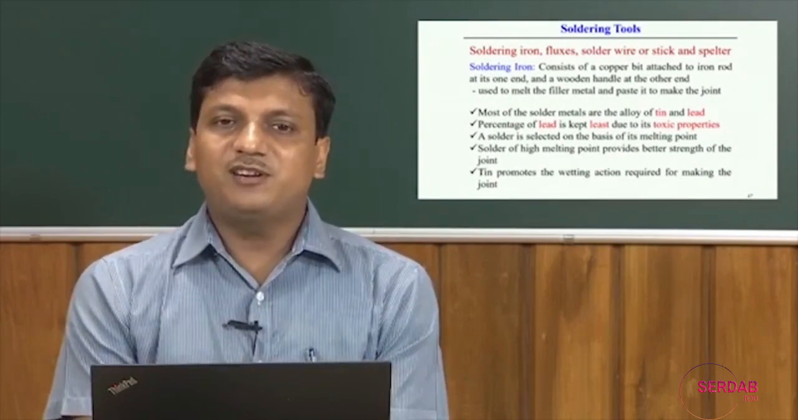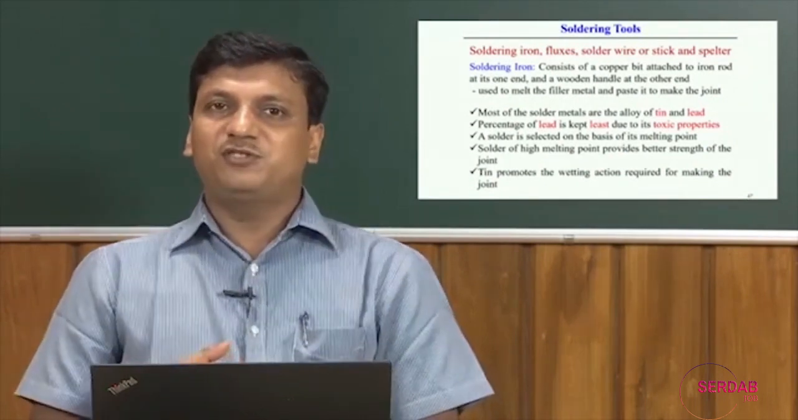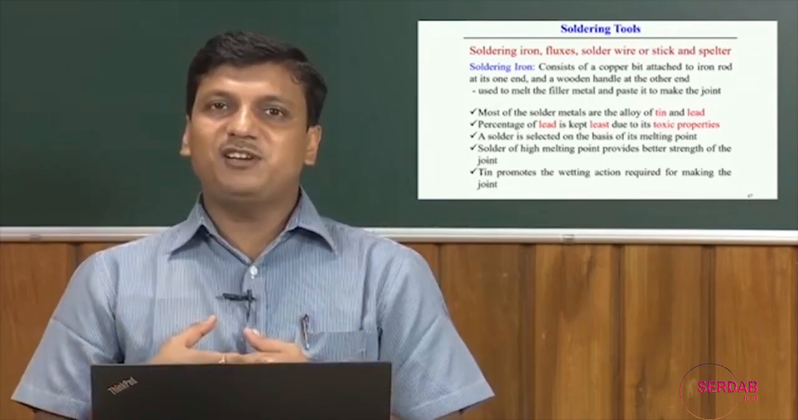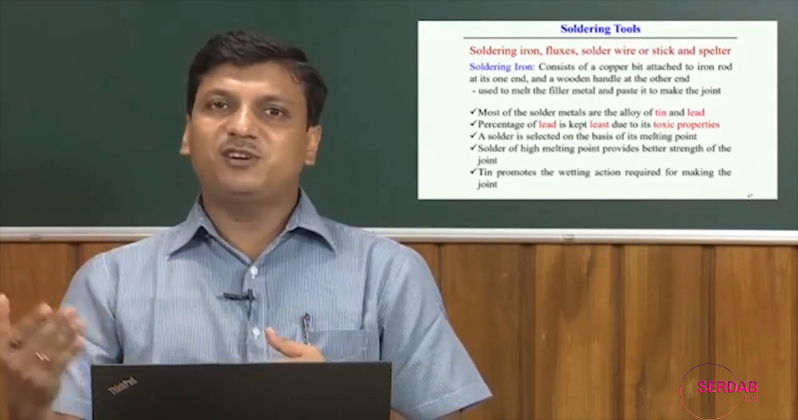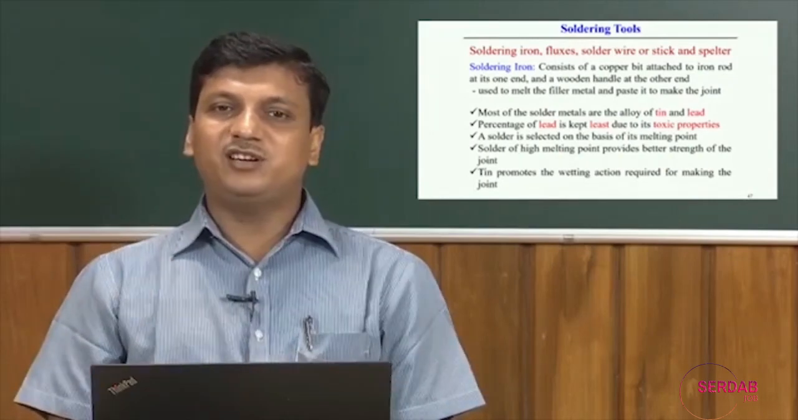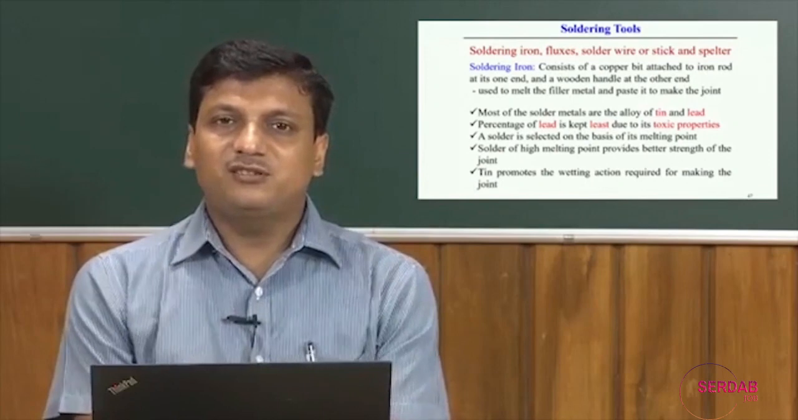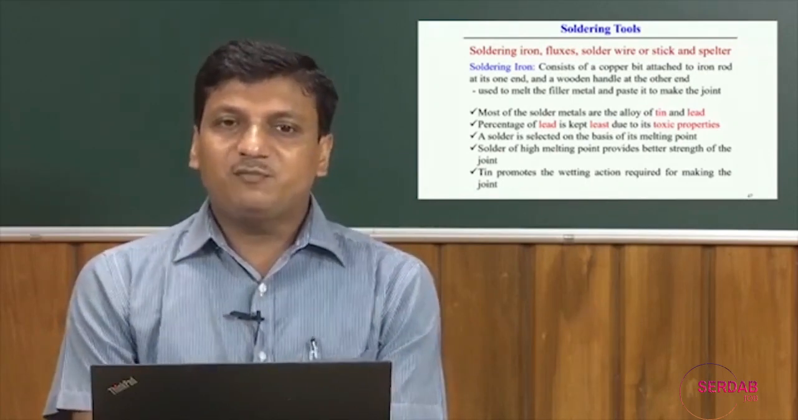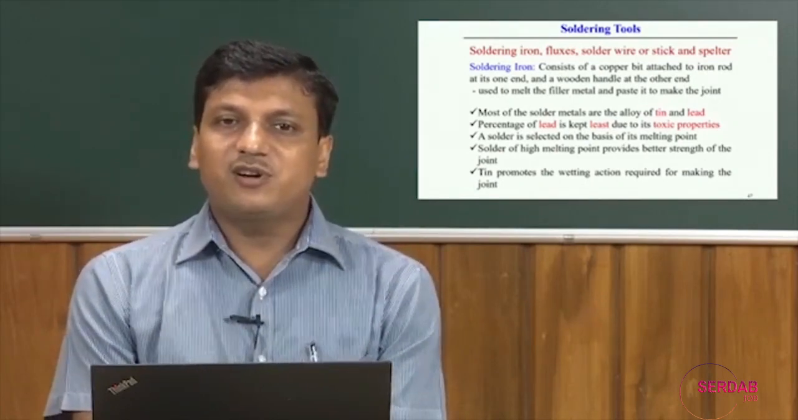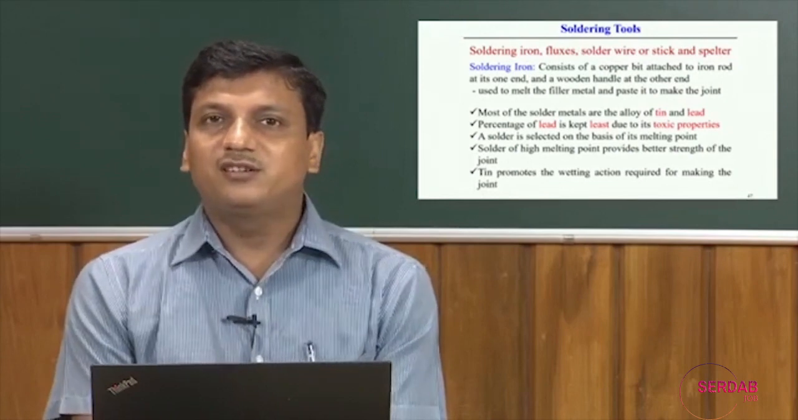But solder with a high melting point provides better strength; the limitation is up to 450 degrees centigrade. So, in that case it can provide the better strength of the weld joint. Tin promotes the wetting action required for making the joint.